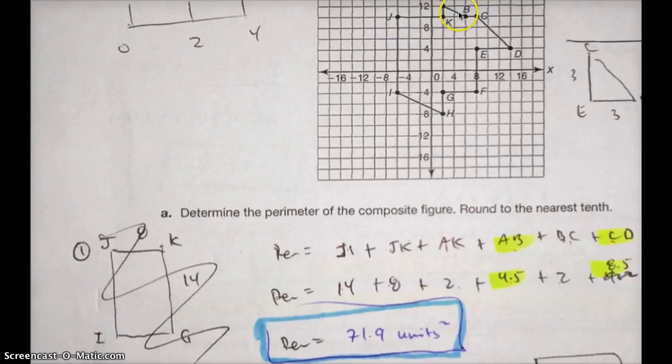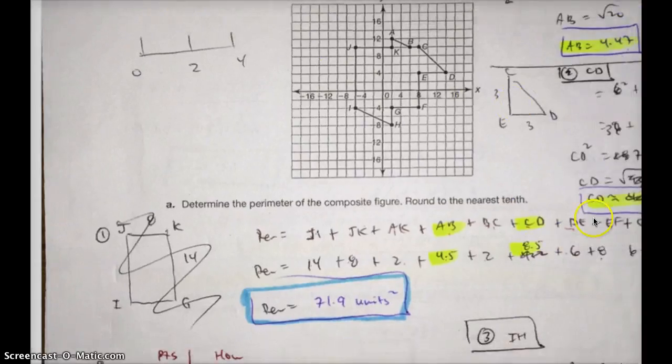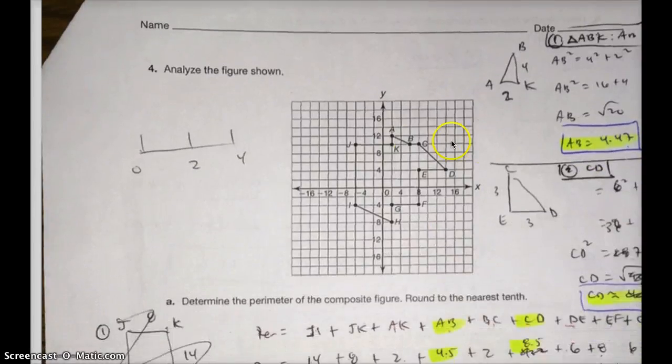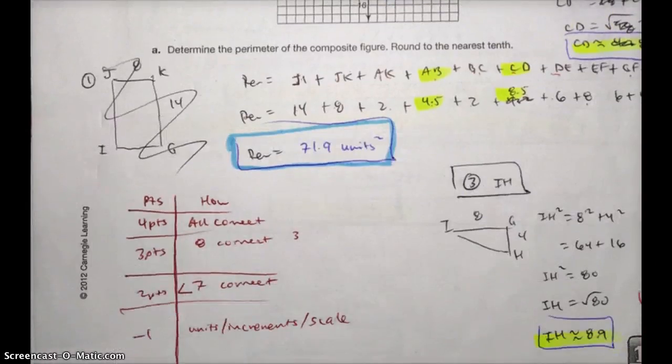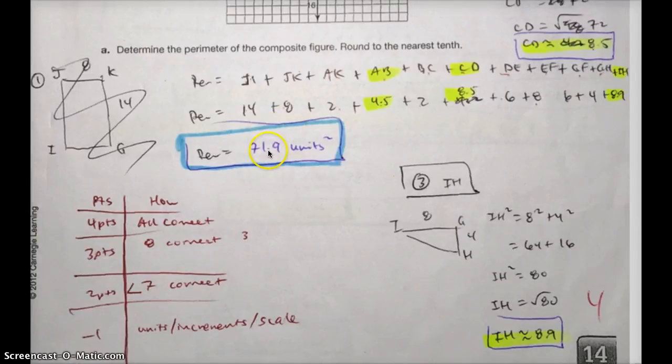JK is 8. To find the diagonal there, you just have to use Pythagorean Theorem. This side here is 2, and then this side here is 4. When you use the Pythagorean Theorem, you get the square root of 20 for this side, or approximately 4.47 or 4.5. That one's 2. Pythagorean Theorem again for GD, or CD. I got approximately 8.5. Count this one, count that one, and use the Pythagorean Theorem again. And you'll get approximately 71.9 units. Not squared, that's a mistake.